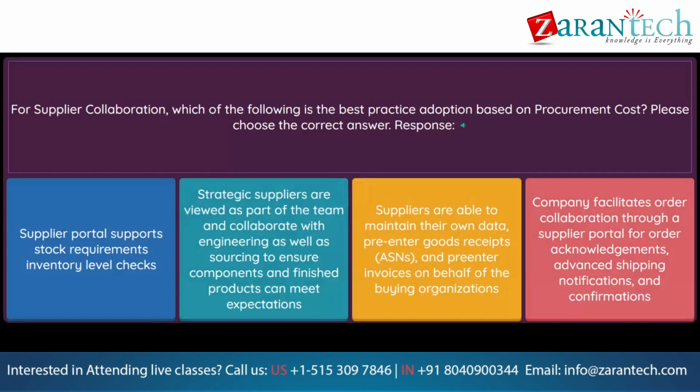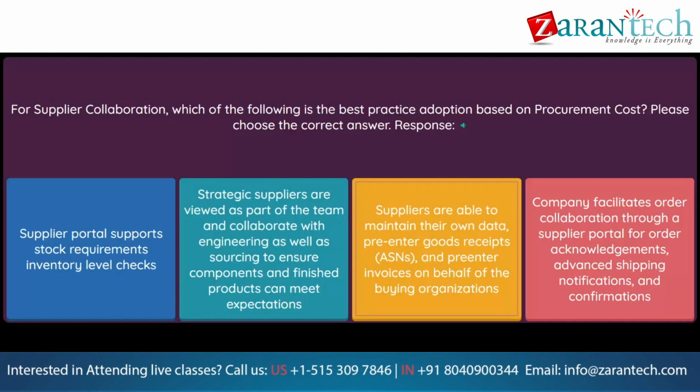Question: for supplier collaboration, which of the following is the best practice adoption based on procurement cost? Please choose the correct answer. Response: Option 1, supplier portal supports stock requirements inventory level checks. Option 2, strategic suppliers are viewed as part of the team and collaborate with engineering as well as sourcing to ensure components and finished products can meet expectations.